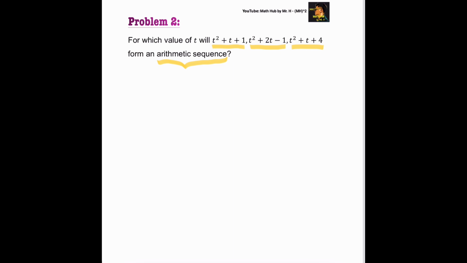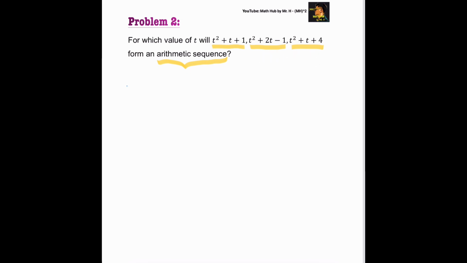And if you can recall, in order for the sequence to be arithmetic, they need to have the same common difference, right? And for us to know the common difference, what we do is, for example, we take this value, t squared plus 2t minus 1, minus this term, correct? And for the next pair, for example, we take this term minus the second term, all right? So let's do it one by one.